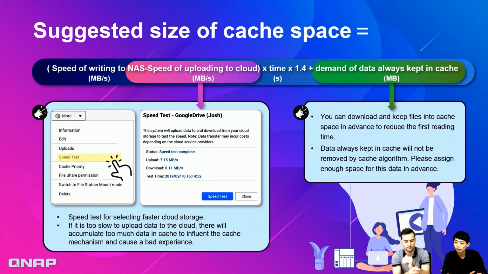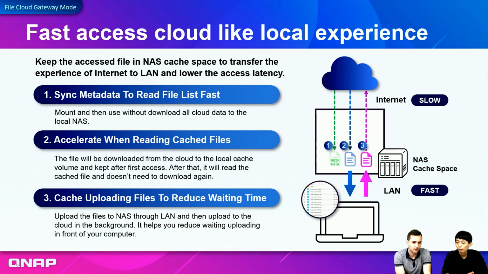The second part is that the demand of data always keep in cache, because we have a feature if you want to keep some data always in the cache forever. Yeah, you can set data in the cache forever, and it will take some space. So you need to allocate some space for them.